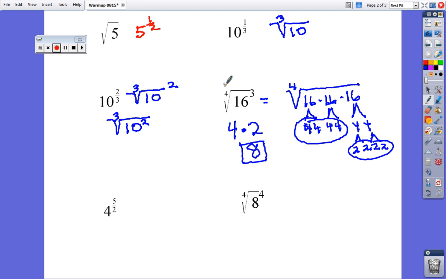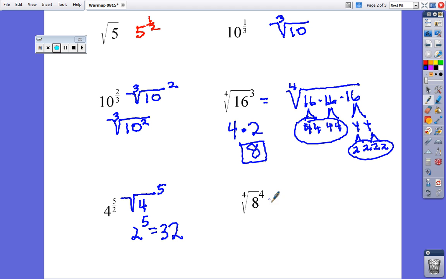All right, next we got 4 to the 5 halves. We can rewrite that as a radical. Now we know that 1/2 is simply the square root, so we can write the square root of 4 to the 5th power. Now we know that the square root of 4 is 2, so now we have 2 to the 5th power, and 2 to the 5th power is 32.